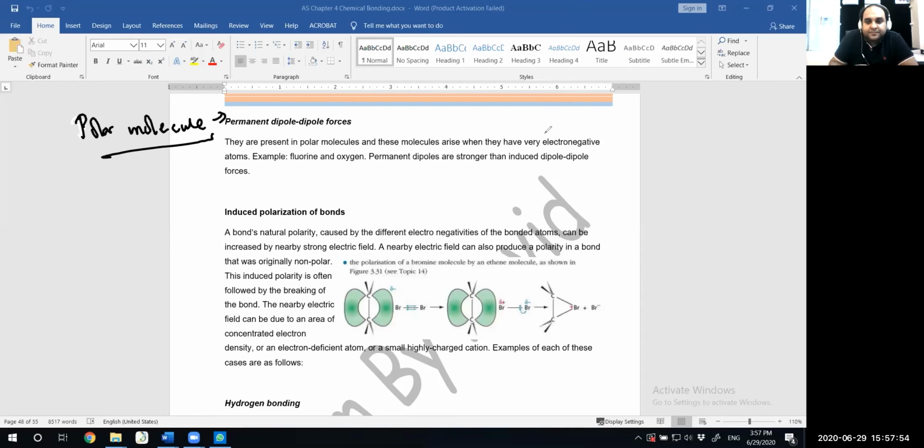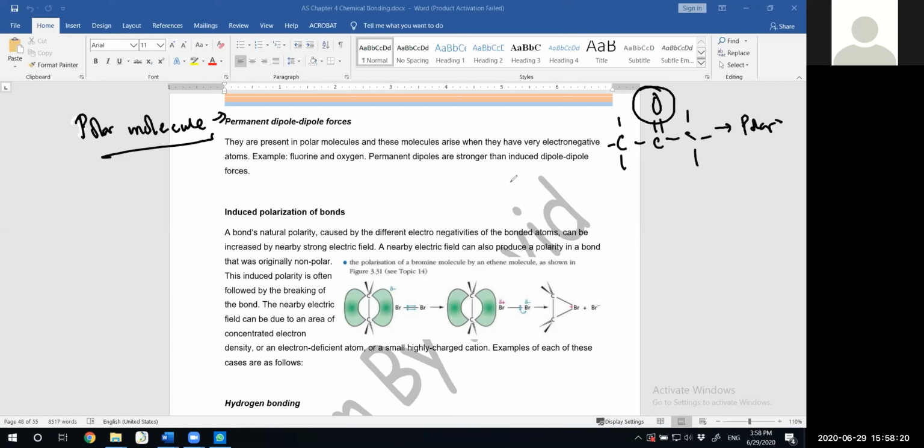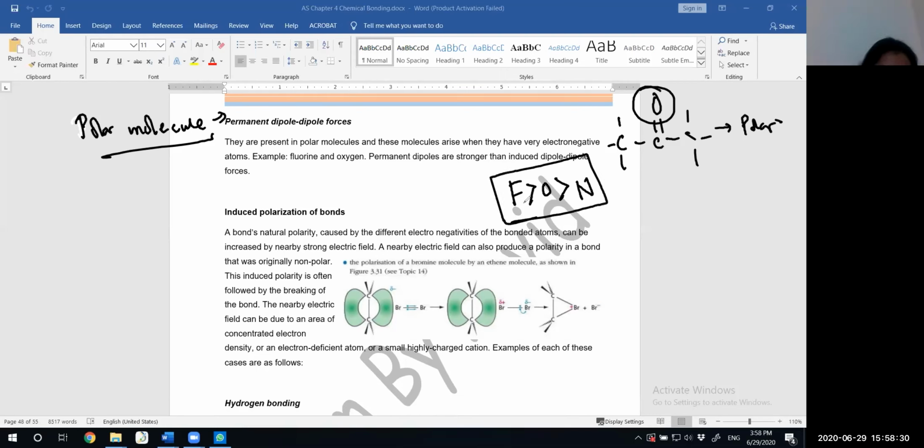So for example, CH3, water. This molecule is polar. Why is it polar? Because it has a very electronegative atom. So we know, who's the most electronegative atom? Fluorine, then oxygen, then nitrogen. Fluorine, oxygen, and nitrogen.